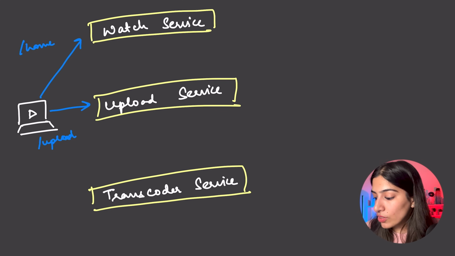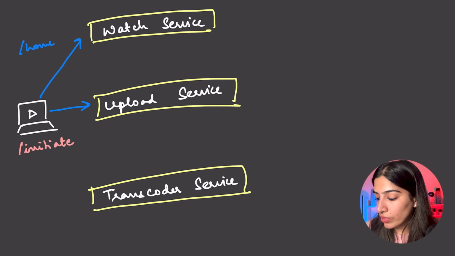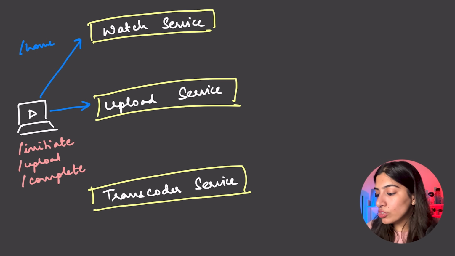One was initiate. So let me write all the 3 calls for further clarity so that you don't get confused. So the first one was initiate. It was upload initiate, but okay. So then it was upload and then it was complete upload, right? So upload/complete it was. So you sent all of these 3 APIs to the upload service.